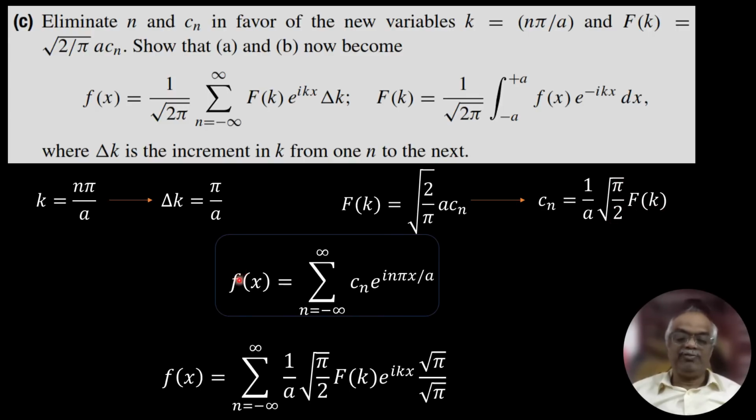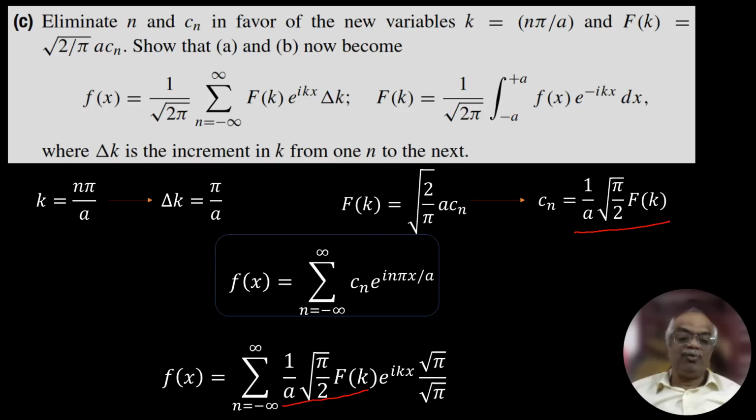Now f of x, from section A we have found, is equal to summation over minus infinity to plus infinity Cn e power i n pi x over a. Now you can replace all this in this expression, because we have to eliminate Cn as well as n. So in order to eliminate Cn, we found that Cn is equal to 1 over a square root of pi by 2 F of k.